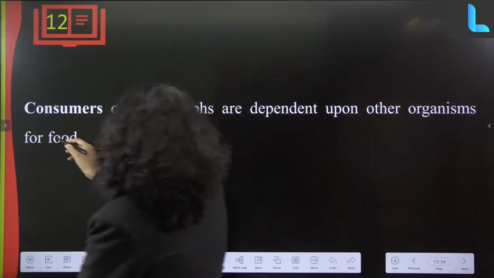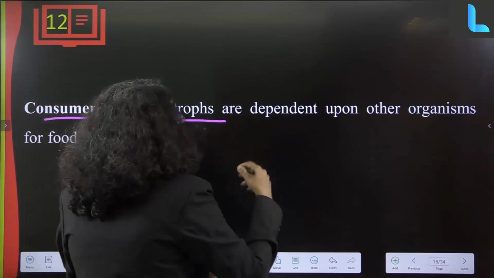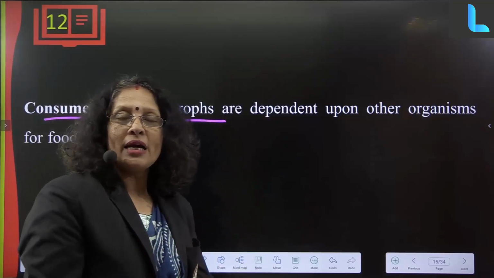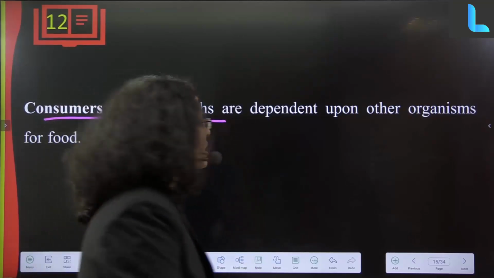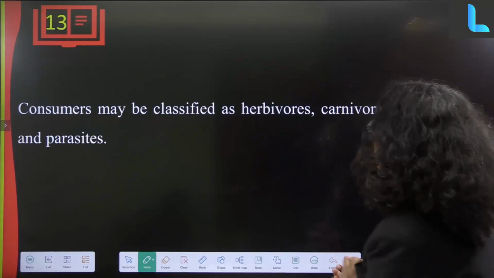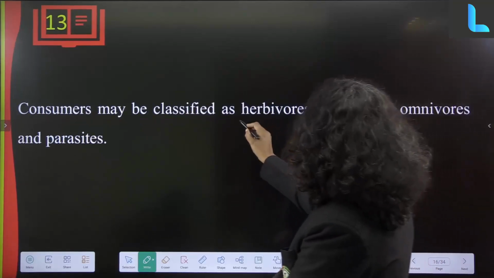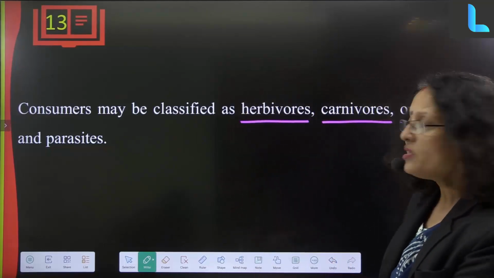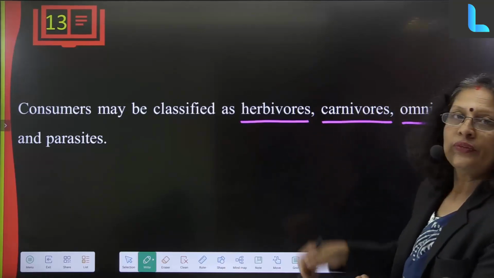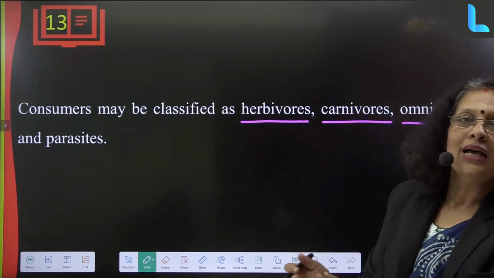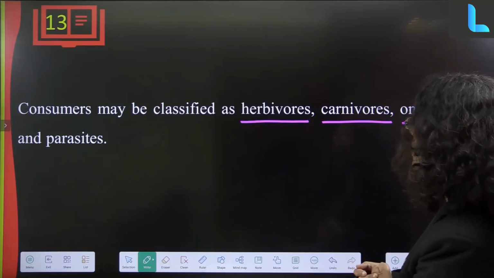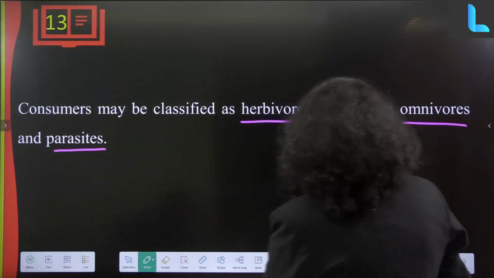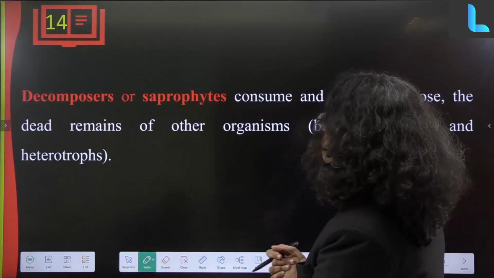Now what are consumers? Consumers or heterotrophs are dependent upon other organisms, like animals depend on plants or animals depend on other animals. They are called consumers. Consumers may be herbivores who eat only greens, carnivores who eat other animals, and omnivores who eat both plants as well as animals. And parasites are completely dependent on another organism, which can be an animal or a plant.